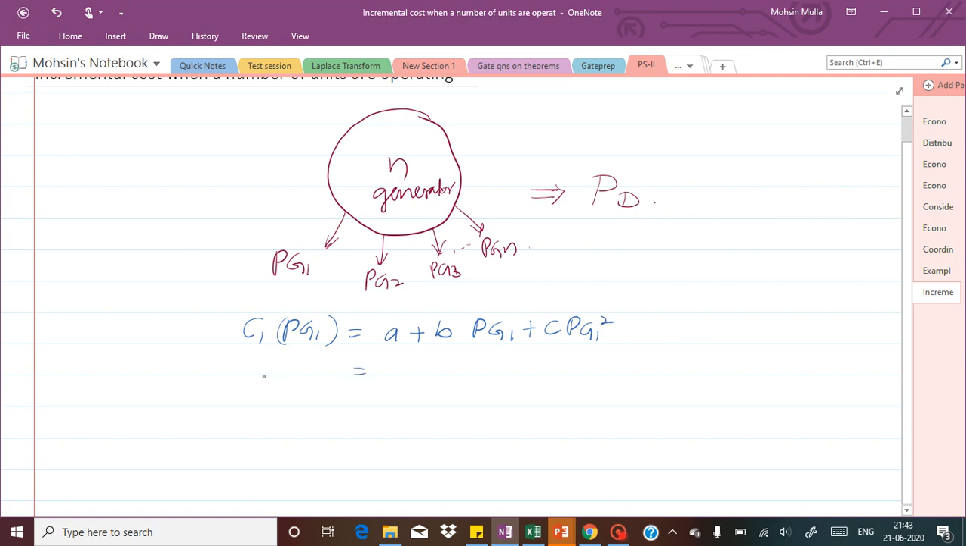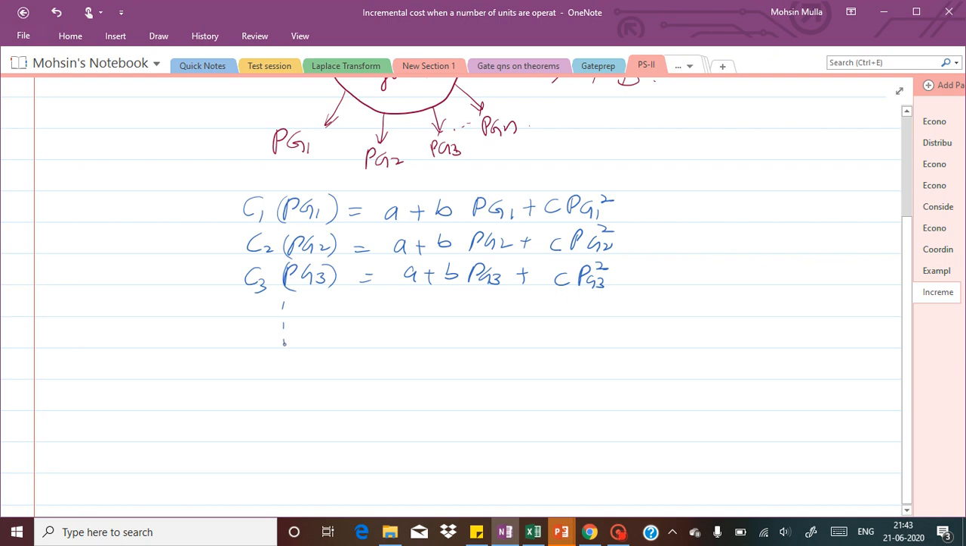Similarly, the cost for the second plant can be written as C2 of Pg2 equal to A plus B Pg2 plus C Pg2 square. Similarly, we can obtain C3 of Pg3 as A plus B Pg3 plus C into Pg3 square. Like this, the cost of the nth generating unit can be written as Cn of Pgn equal to A plus B Pgn plus C into Pgn square.